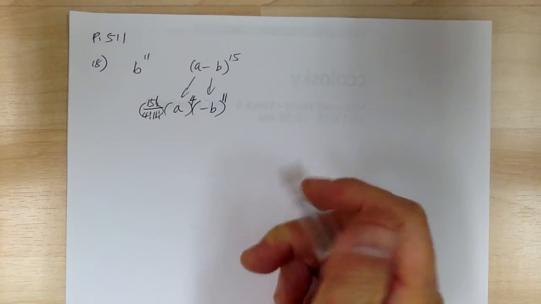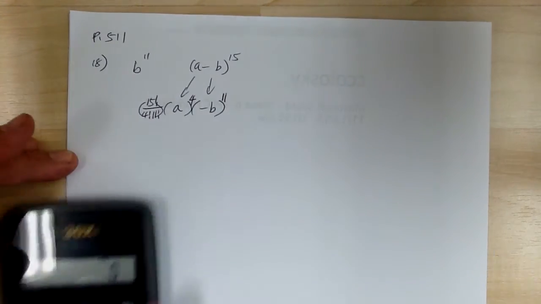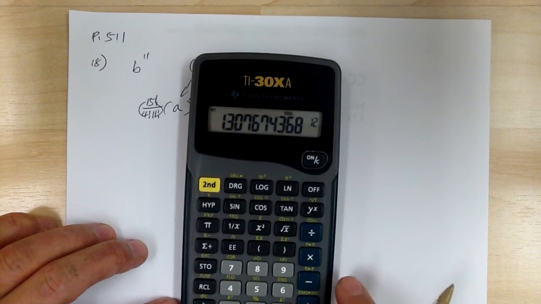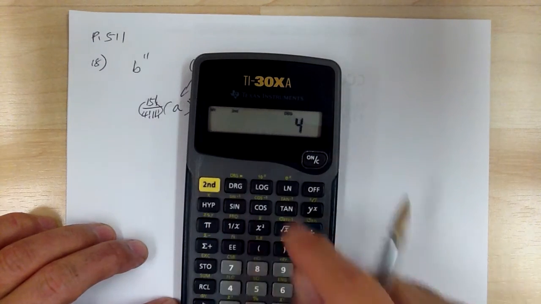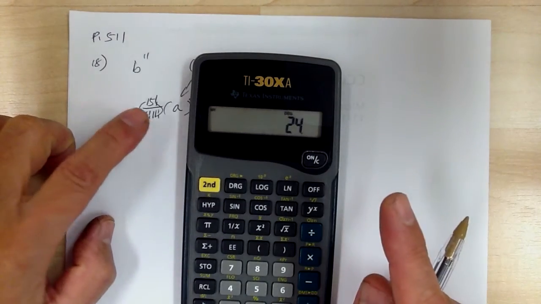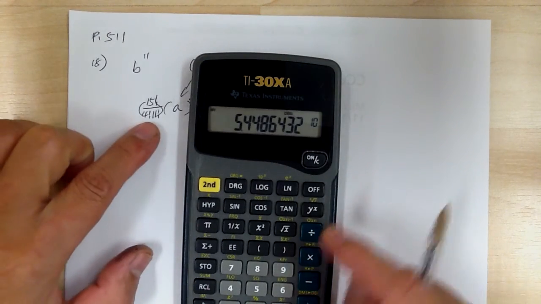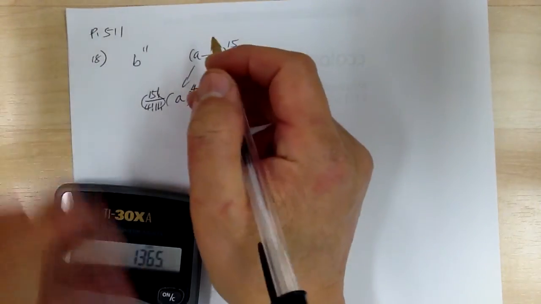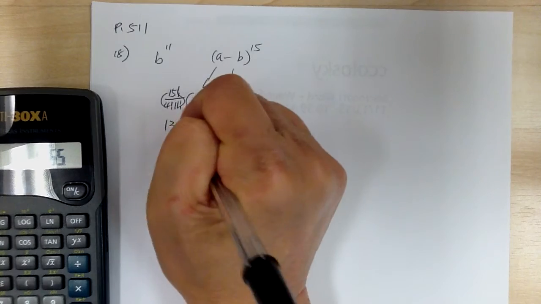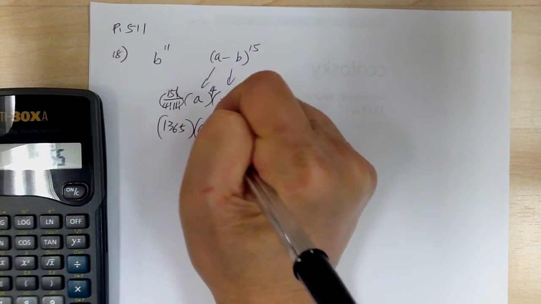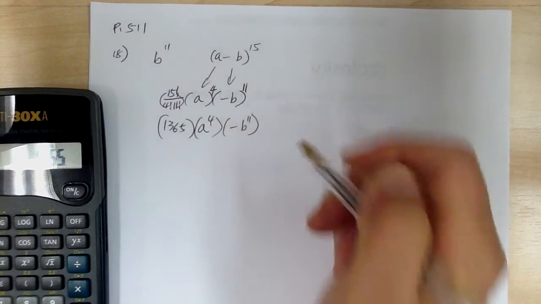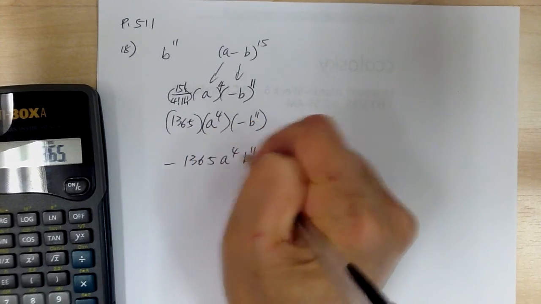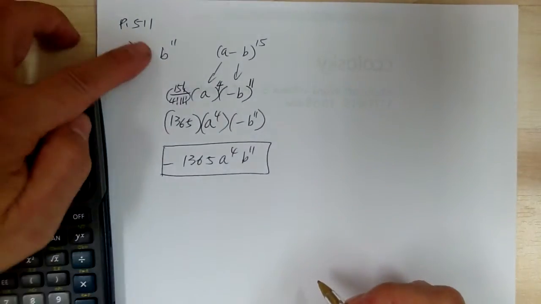So now you get your calculator, work out each part. So you have 15 factorial divided by 4 factorial. Now you have to divide everything on the bottom. So you have to divide by 11 factorial, equal. Okay, so remember to push equal. So it would be 1365. And this would be a to the 4, negative b to the 11. And you work it out. So it would be negative 1365, a to the 4, b to the 11. Okay, so that's how you find the term with b to the 11.